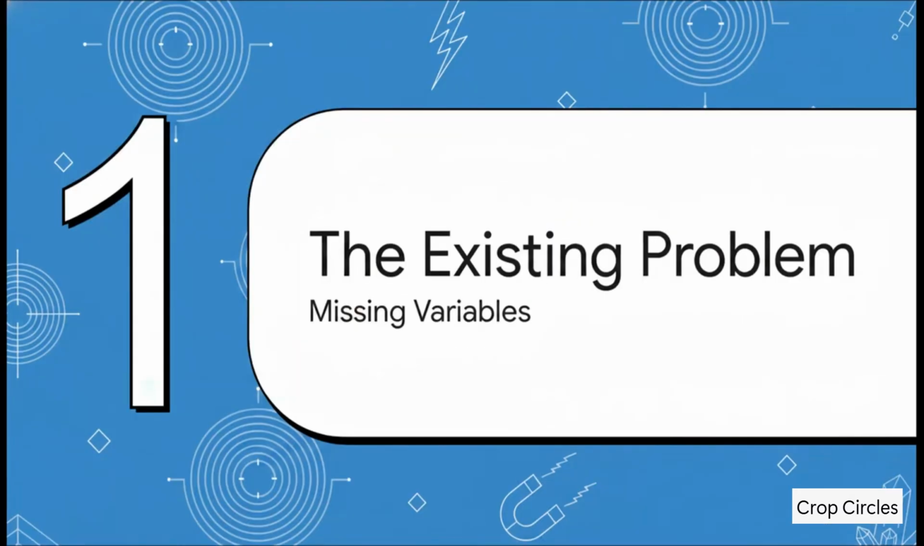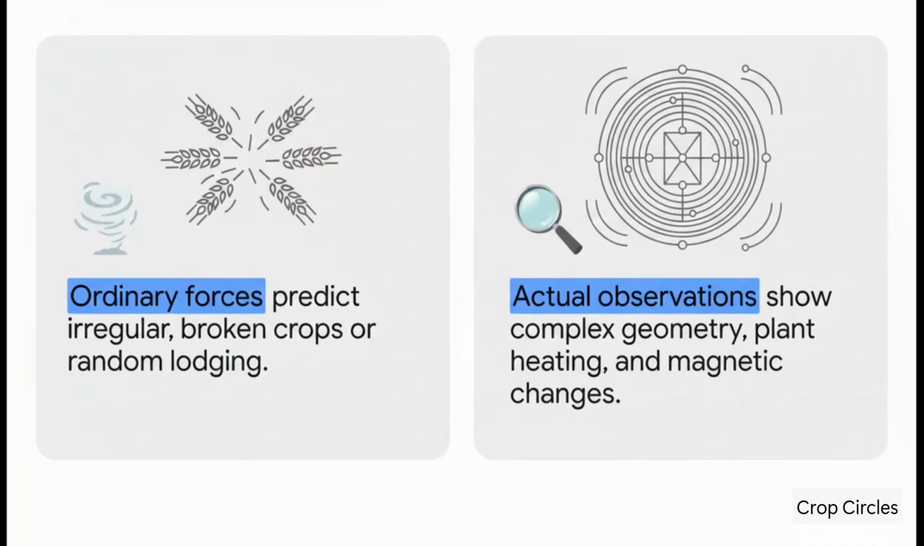Section 1. The existing problem. We've got a massive gap in our understanding, so let's start with why the usual, simple explanations are just falling flat. Here's the thing about ordinary natural explanations, like a random gust of wind, a normal storm, or even people trampling around. They predict irregular, messy, broken crops. But that's definitely not what we actually see in these anomalous formations.